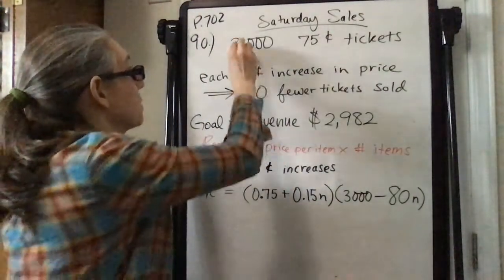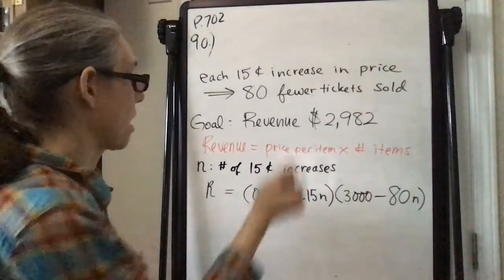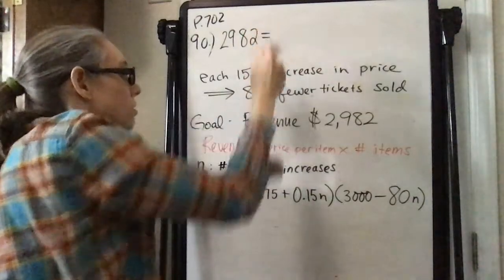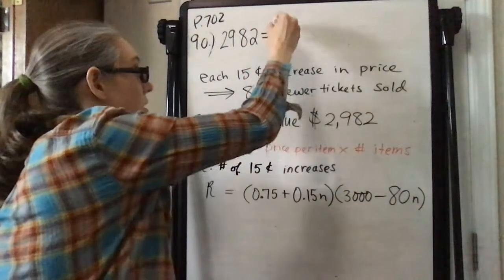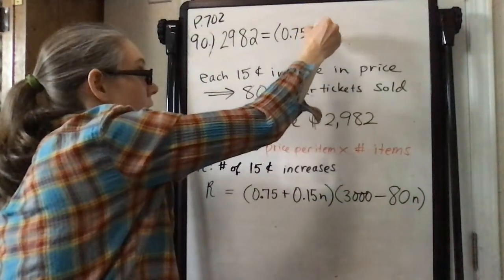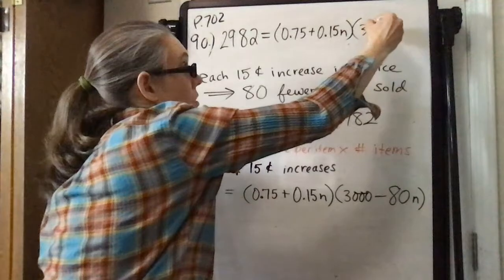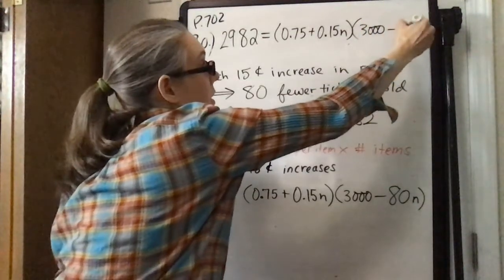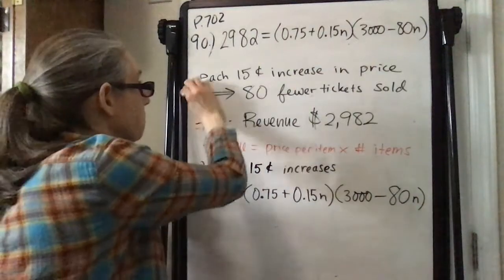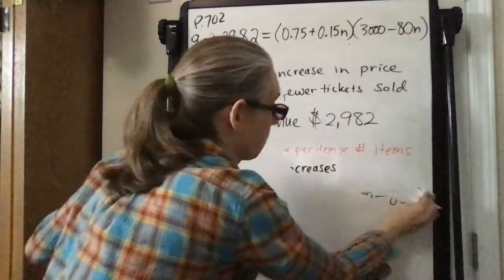Okay, so I need more space. So let me replace revenue then with 2,982, and I then need to copy this right here. This is 0.75 plus 0.15 n times 3,000 minus 80 n. Okay. That was a tricky setup.